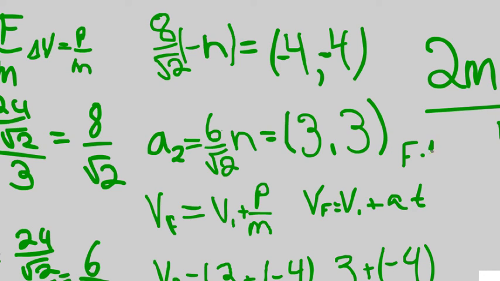If you do force times time, you get momentum. So momentum is not only mass times velocity, it's force times time, or a force integrated over time. Which is another helpful way of thinking of what momentum really is. It means that if you divide it by the amount of time that it took to apply that force, you would just get the force.